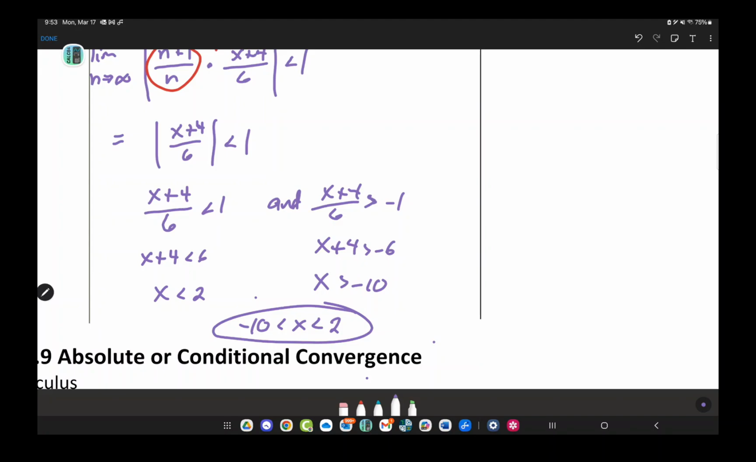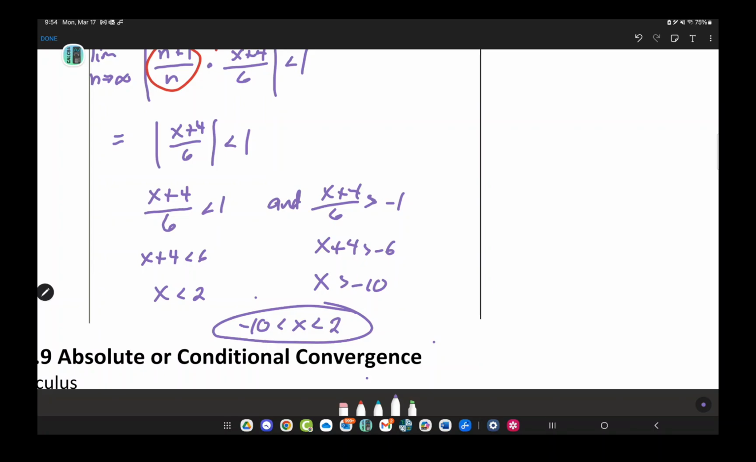The reason we put n plus 1 over n is because we know that's going to become 1 when we take the limit as n goes to infinity. And there's no other n in the second fraction. So that just becomes 1 times the absolute value of that, so x plus 4 over 6.